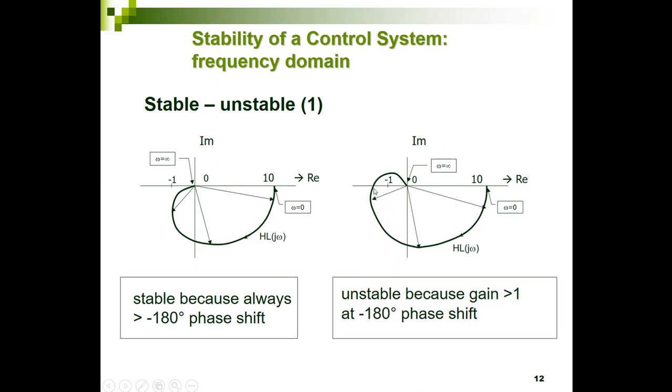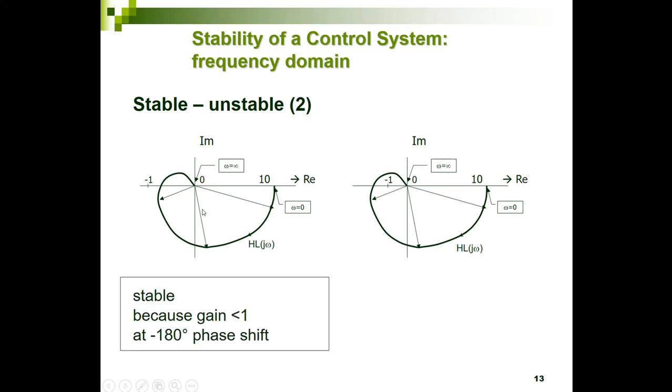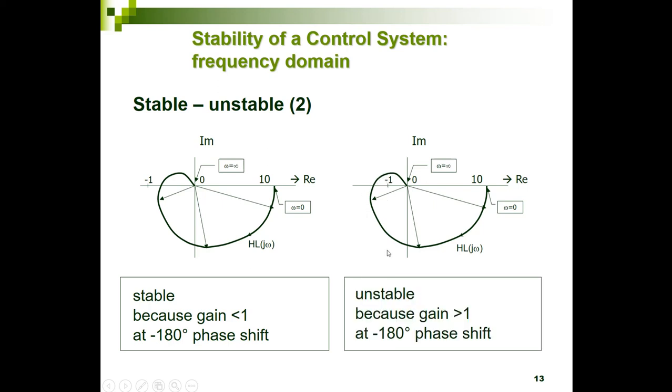We can also say that at -180 degrees, the maximum amplitude is higher than 1, so we are unstable. This system is also traveling from omega is 0 to omega is infinity, and we see that the point -1 is to the left of the curve, so this system is stable again, because at -180 degrees the gain is lower than 1. And this system is of course unstable because the point -1 is to the right of this curve, which can also be seen because at the phase shift of -180 degrees, the gain is larger than 1.